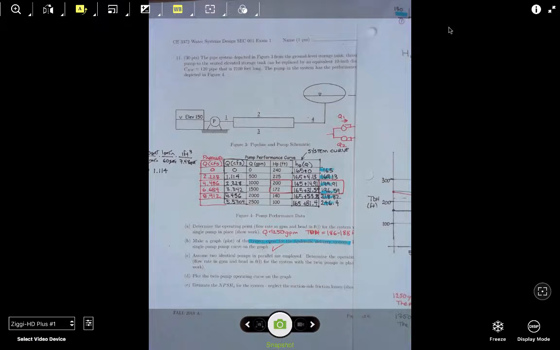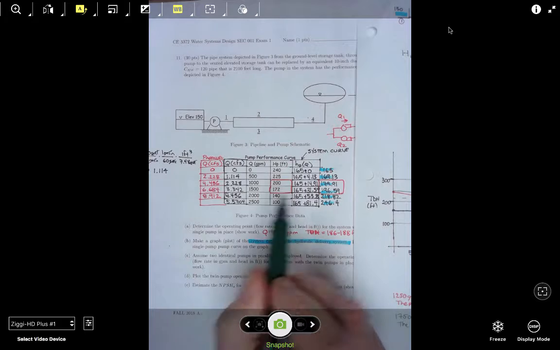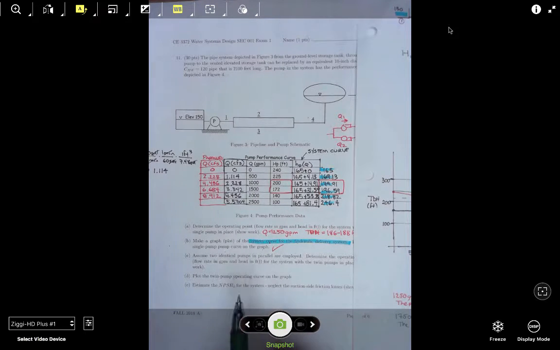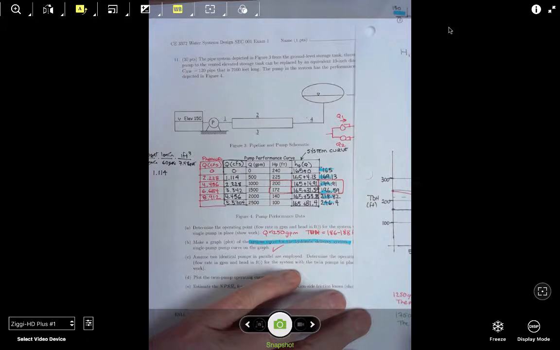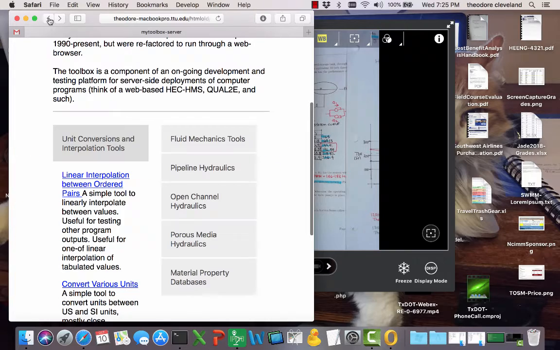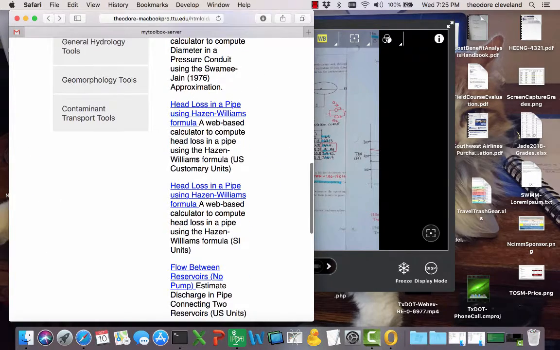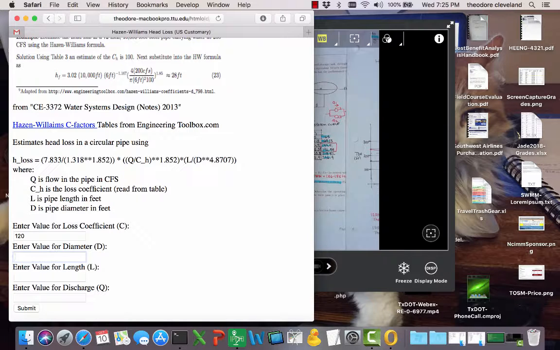The other thing we have to do is we have to adjust the system curve. So at 1,750 gallons per minute, that's about 3.899 cubic feet per second. We'll put that value in and calculate the corresponding system curve value. So 3.899.